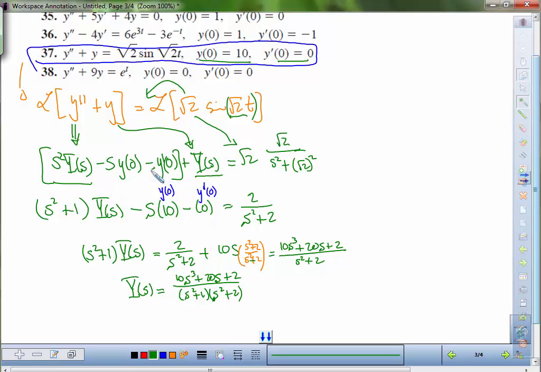Up here? Well, what do you mean? Y prime of 0? Oh, not s of 10, but s times 10. So this is s times y of 0, and this is times 10. Is it okay so far?